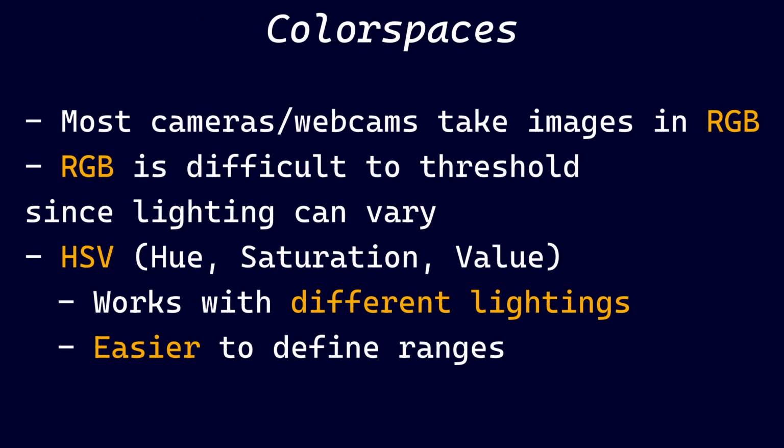Now, each camera or webcam usually captures an image that has pixels in the RGB color space. However, RGB tends to have problems with different lighting conditions, and it is kind of hard to define ranges. That is why in EasyOpenCV, we typically use the HSV color space. The HSV color space is easier to deal with because you can deal with different lighting conditions, and I guess you could say it's easier to define ranges.